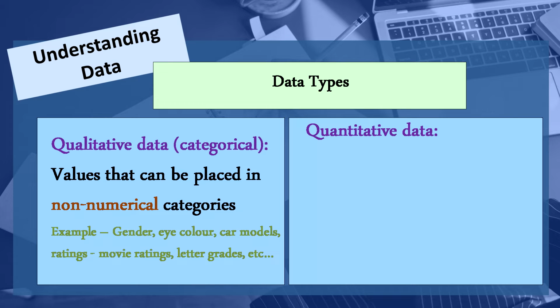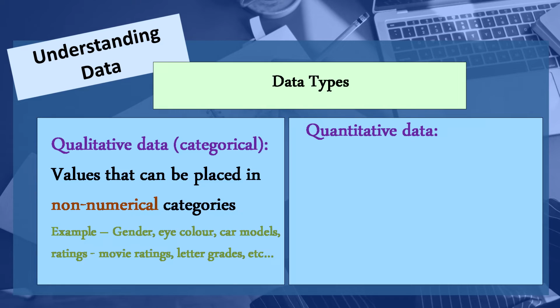Qualitative data comes from any area with non-numerical categories. The categories are defined in terms of characteristics. You can define certain characteristics based on which data can be divided. The simplest examples are gender, eye color, car models, ratings, movie ratings, and letter grades given for exams. These are classifications of data based on characteristics.